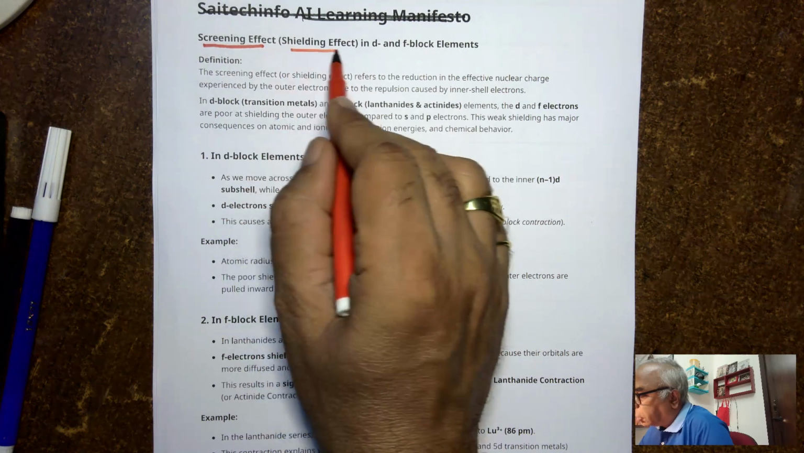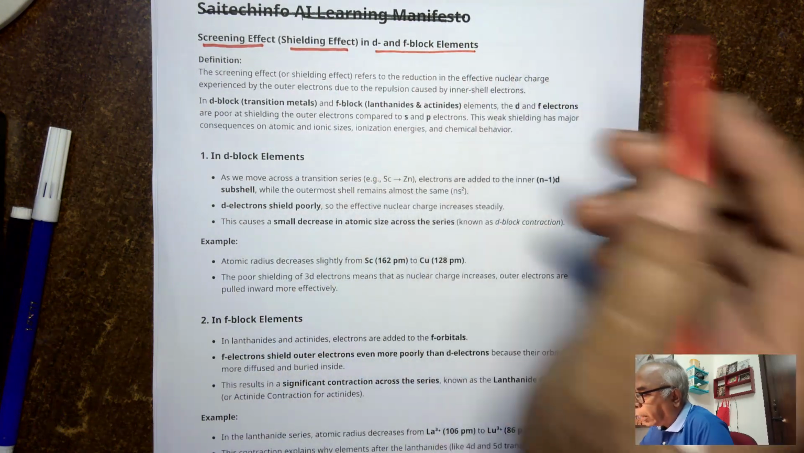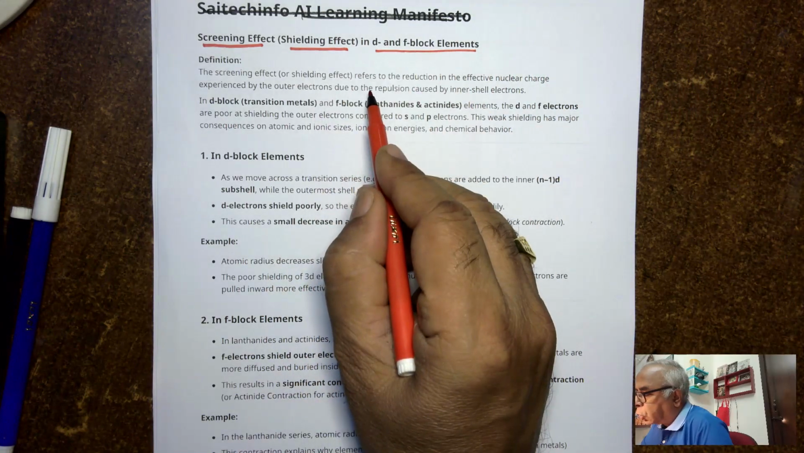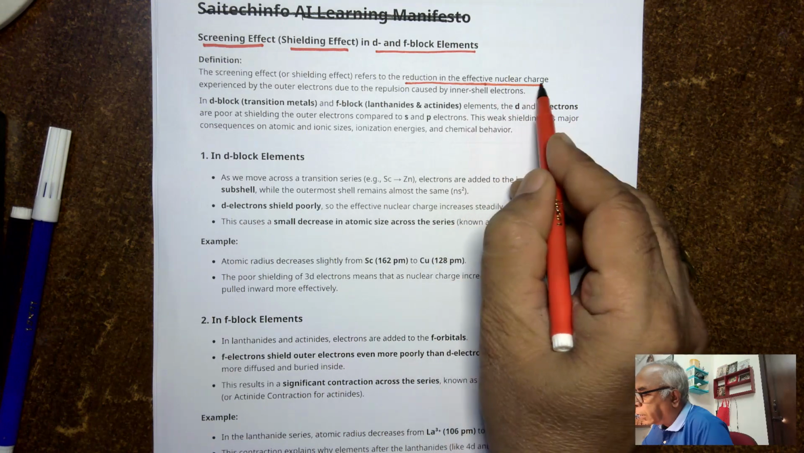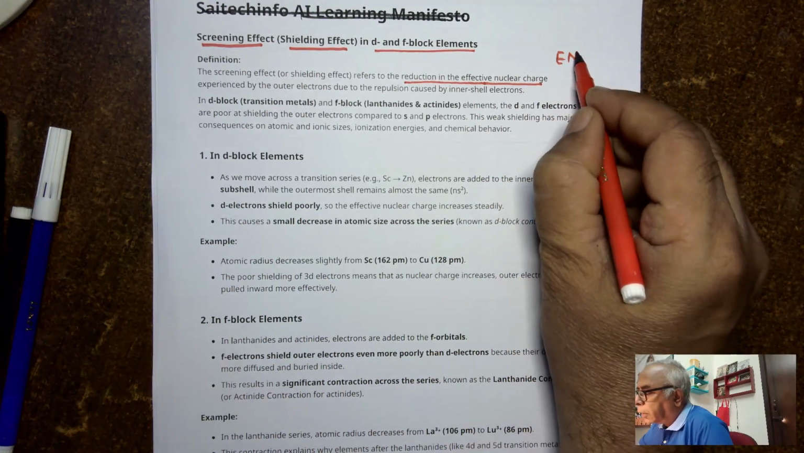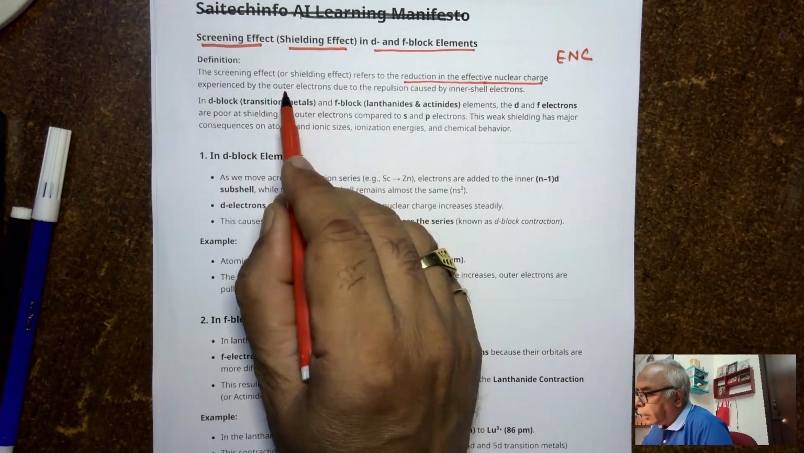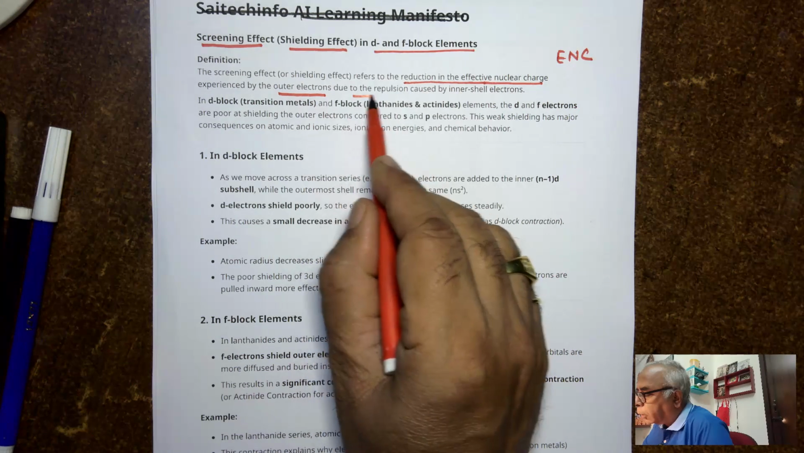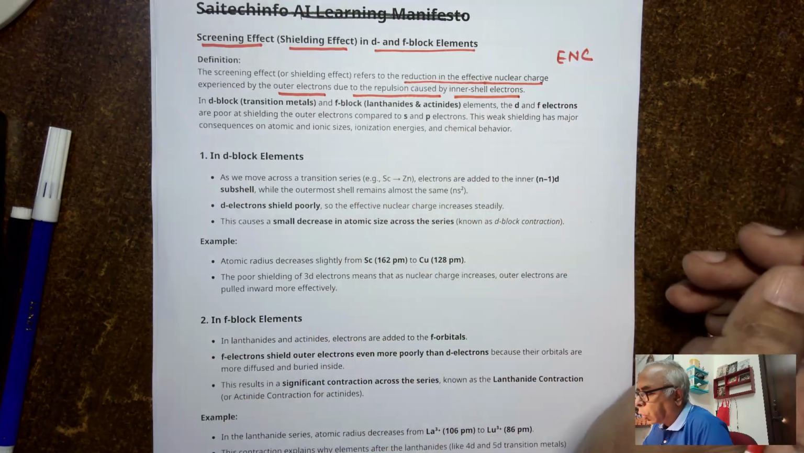It is also called the shielding effect in d and f block elements. The screening effect refers to the reduction in the effective nuclear charge experienced by the outer electrons due to the repulsion caused by the inner shell electrons.